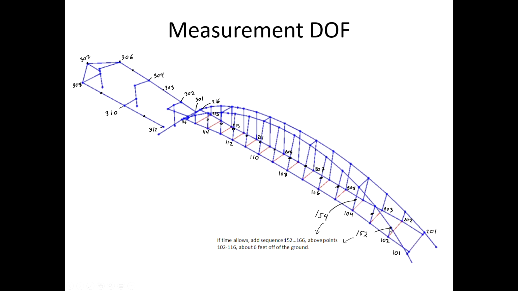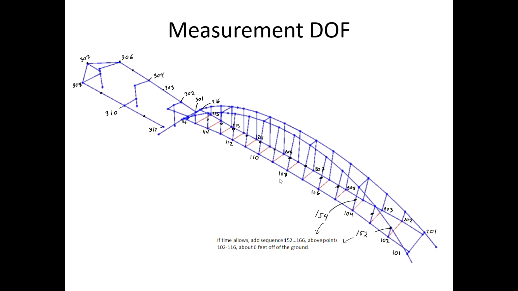We're also, in case we are able, defining another set of sensors, 151 or 152 through 166. And these points are similar to the edge here, but they're up as far as we can reach, assuming we're not going to have a ladder or a lift or anything available. So they're up as far as we can reach and hopefully can catch that torsion and sway of the bridge if the other sensors can't.